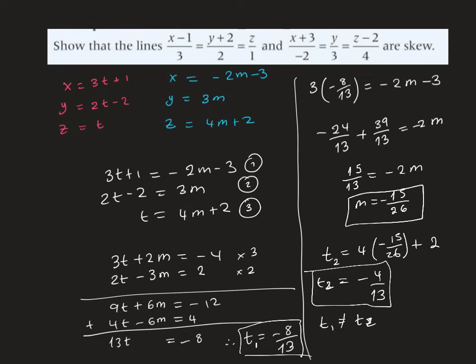then what this means is that there aren't any values of t and m. So what that means is the lines are not intersecting. So there are not any values of t and m for which the lines L1 and L2 intersect. Therefore, the lines are skew.